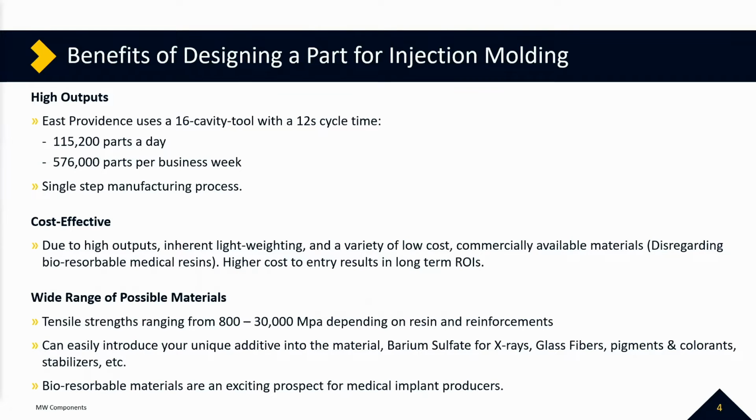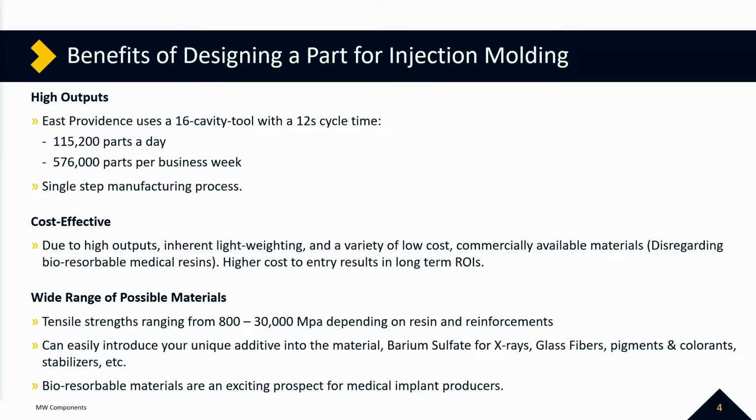We have inherent lightweighting. We'll get into this, due to how you should be designing your plastic parts, but also because of the material. Most polymers are lighter and less dense than metals or other comparable types of raw materials you might use for parts. And these are lower cost per pound and commercially available. Disregarding bioresorbable medical resins right there.